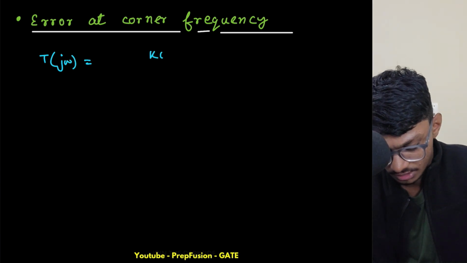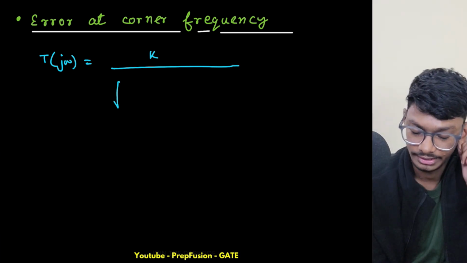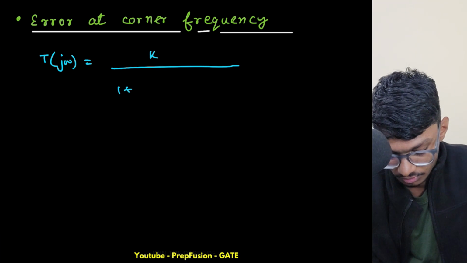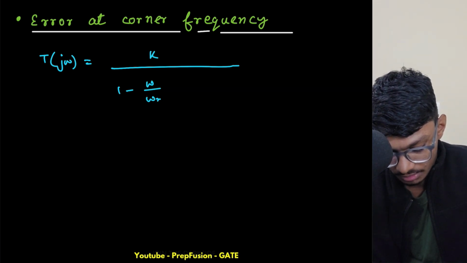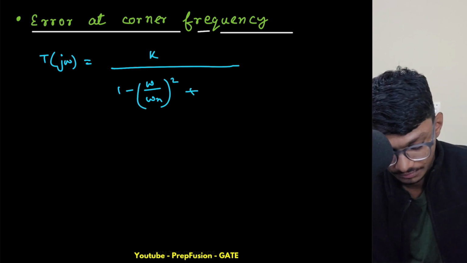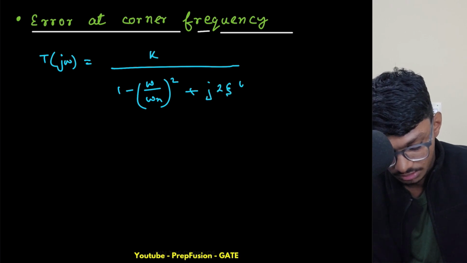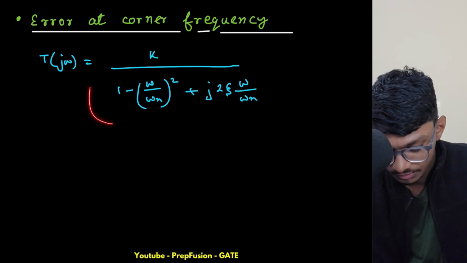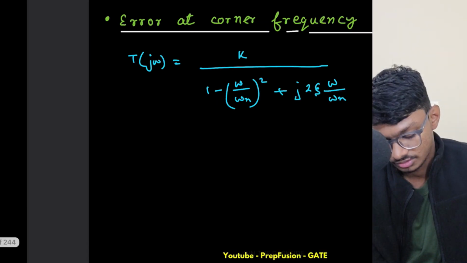T of j omega was K. Let me write it like this, I'm writing it with the normalized form. So it is omega by omega n square plus j 2 zeta omega by omega n. This was it. Now let's do one thing again. Write the magnitude expression. So the magnitude expression is already written.